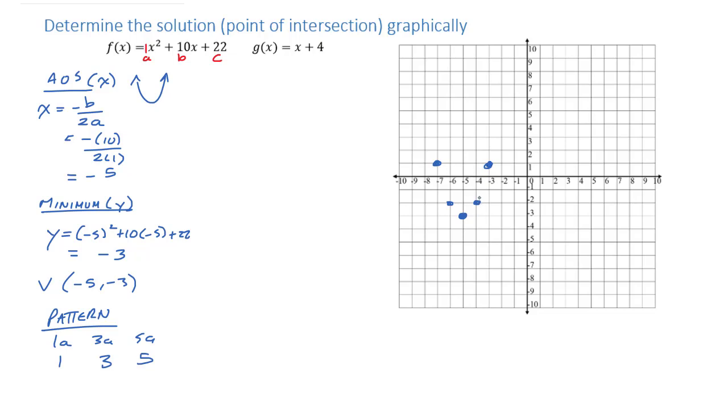So I've gone up once, then I went up 3 times, now I'm going to go up 1, 2, 3, 4, 5 times. Now, if you wanted to go again, the next one in the pattern would be 7, but that's going to go off our graph. So generally 1, 3, and 5 mostly get the job done for most parabolas.